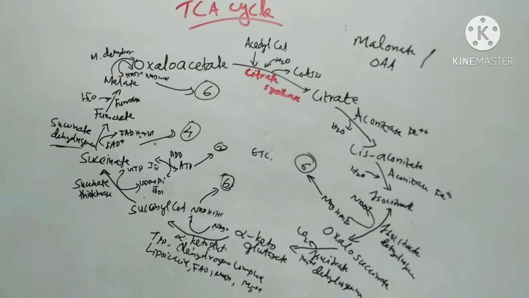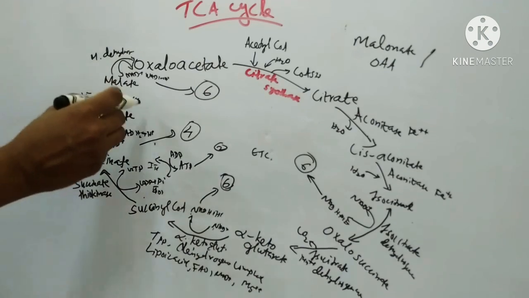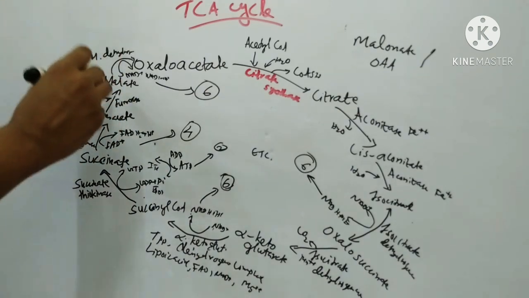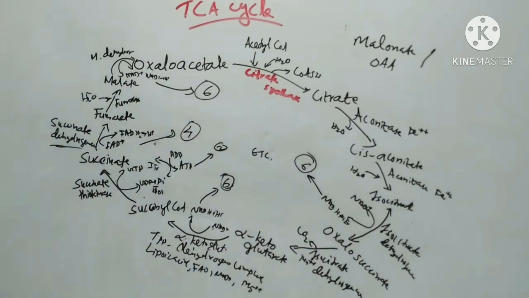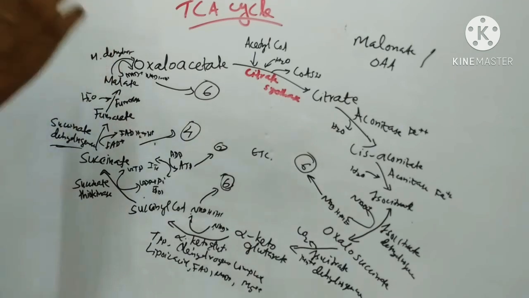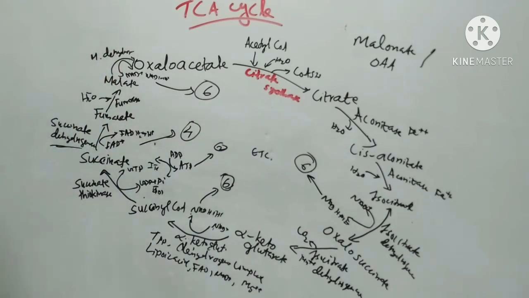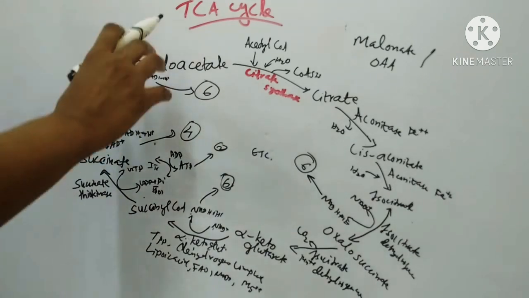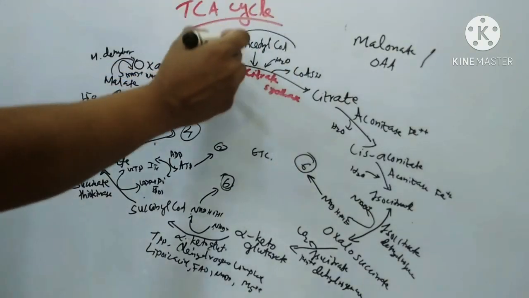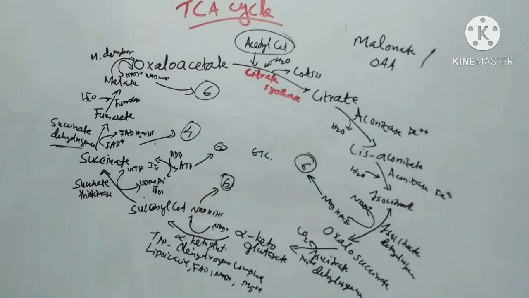The next step is formation of malate from fumarate. By the enzyme fumarase it is converted into malate. Then the next step is oxidation of malate to oxaloacetate by the enzyme malate dehydrogenase, which requires NAD plus as the coenzyme. This oxaloacetate acts catalytically. It combines with a fresh molecule of acetyl-CoA and continues the cycle. Then the whole process is repeated.